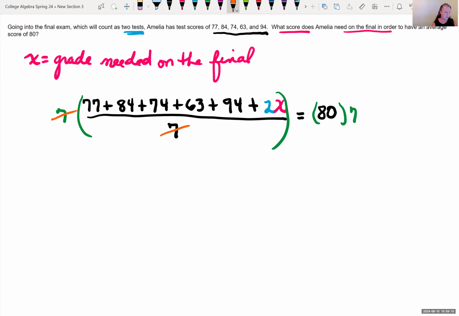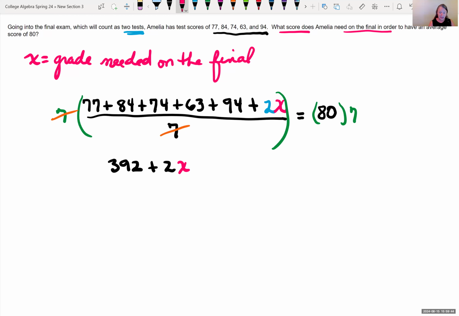So let's go through and let's sum our scores. So we have 77 plus 84 plus 74 plus 63 plus 94, which gives me 392. Plus that 2x. I have a question. Sorry, I looked away for a second and I was like, what? Where did you get the 7 from?